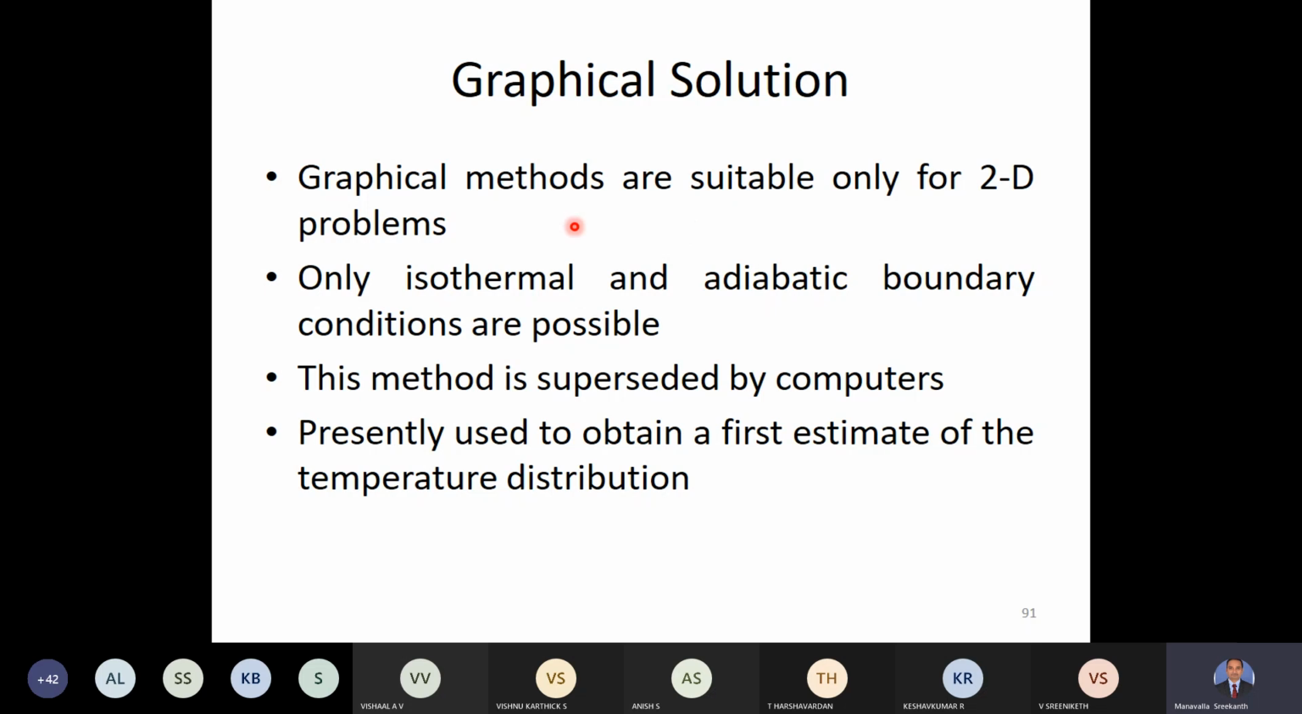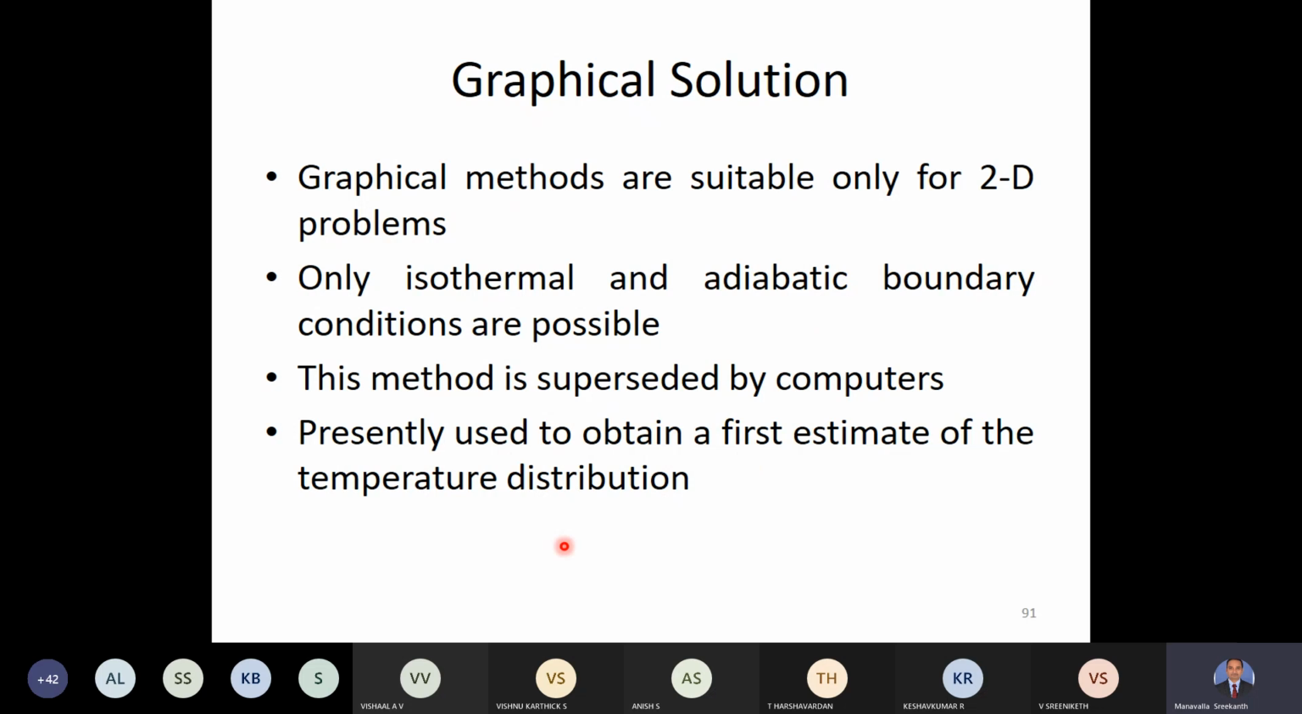And also there's another limitation. You see, only isothermal and adiabatic boundary conditions are possible. So that means only two conditions, isothermal and adiabatic. Isothermal means constant temperature and adiabatic means insulated boundary condition. Only these two boundary conditions can be evaluated. So you can see that the first two points are pointing out the limitations of the graphical solution. But later on, this method is superseded by computers. It's taken over, but presently it's used to obtain the first estimate of the temperature distribution.